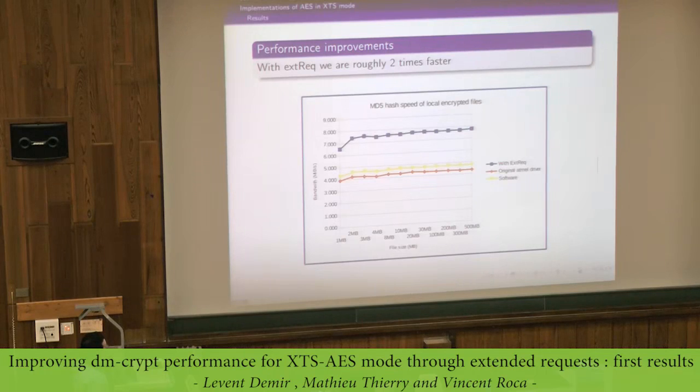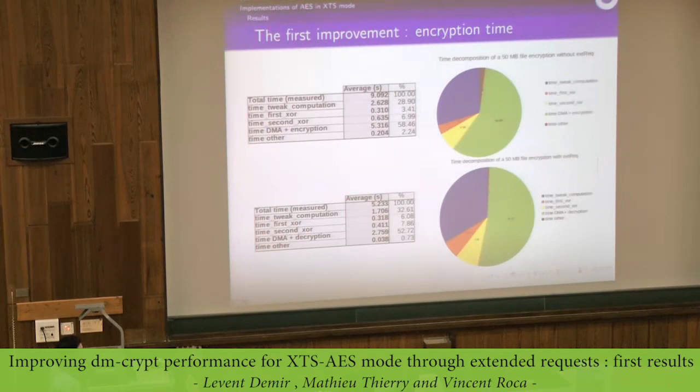And so we have three measures. The software bandwidth is here. The original Atmel driver, which we implemented with encryption sector by sector, is here, so it's lower. But with XTRAC, we see that we are roughly 2 times faster. But this improvement has been divided into 2 improvements.